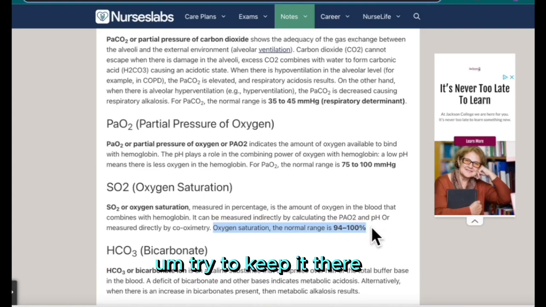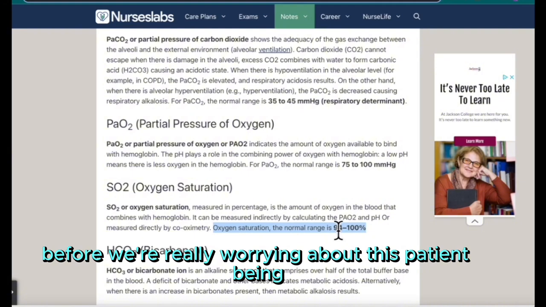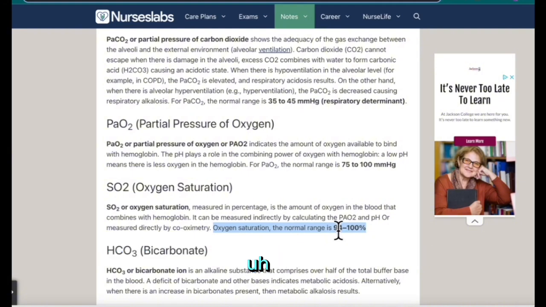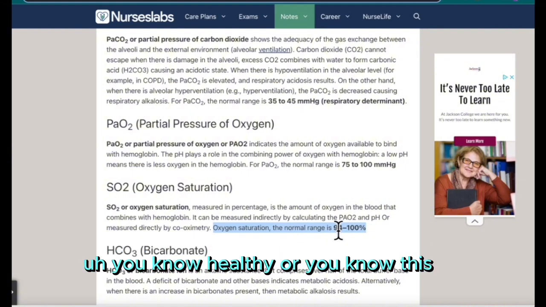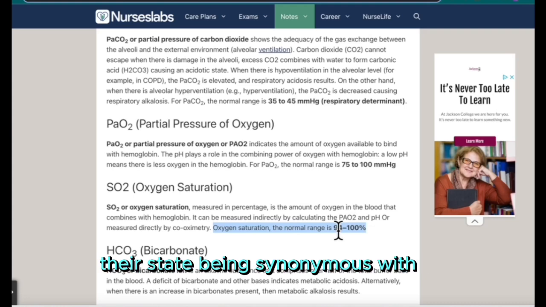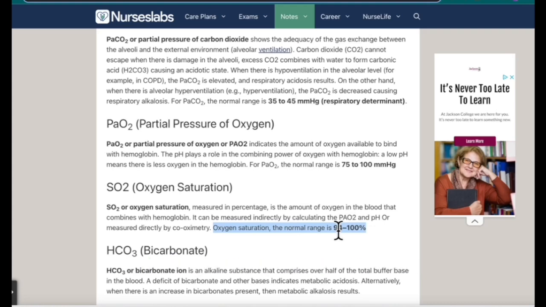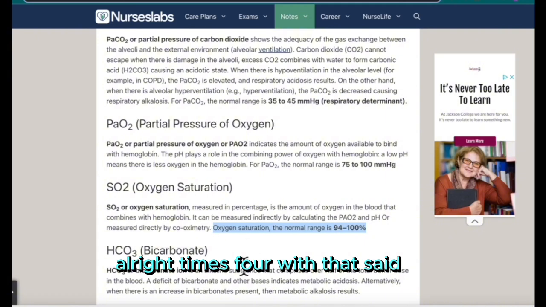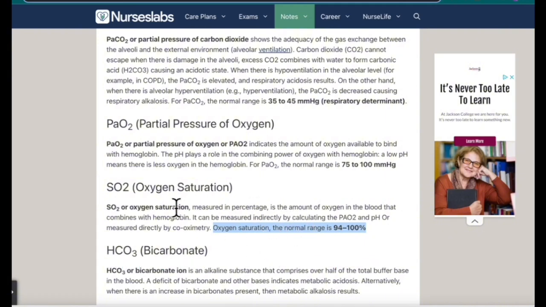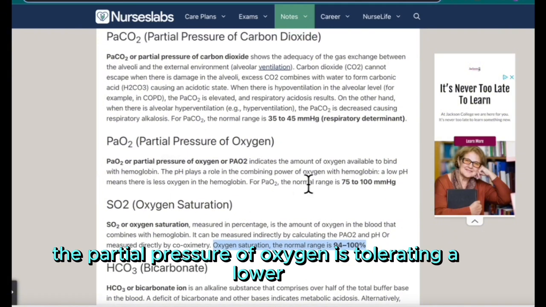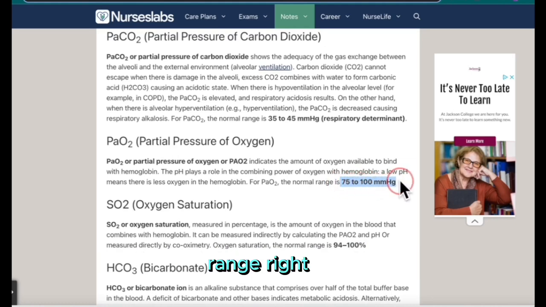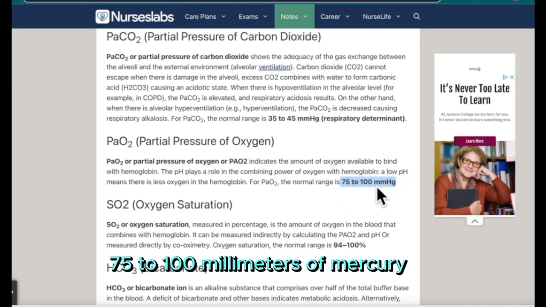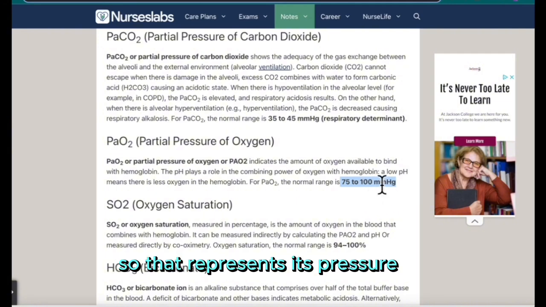Try to keep it there before we're really worrying about the patient, their state being synonymous with being alert and oriented. With that said, the partial pressure of oxygen tolerates a lower range, 75 to 100 millimeters of mercury. So that represents its pressure.